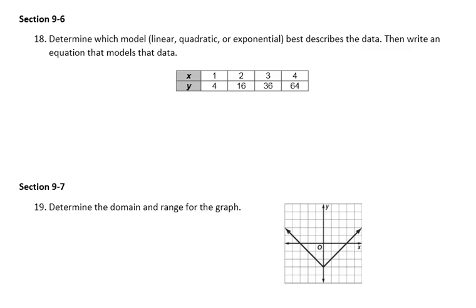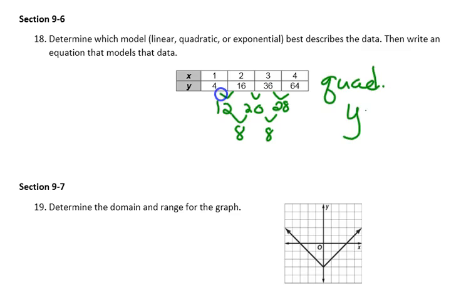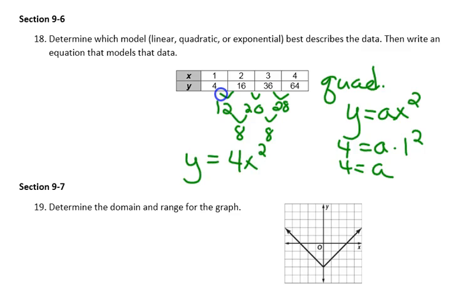Determine which model linear. So we're going to look first for our differences. This is going by 12. This is 20. And then this is 28, hopefully. So it's definitely not linear. Second differences are constant, which means it's quadratic, which means I need the form y equals ax squared. Okay, I'm going to pick one of my values. I'll pick 1 and 4 because it's easier. So 4 equals a times 1 squared. And so 4 equals a. So my equation is 4x squared.